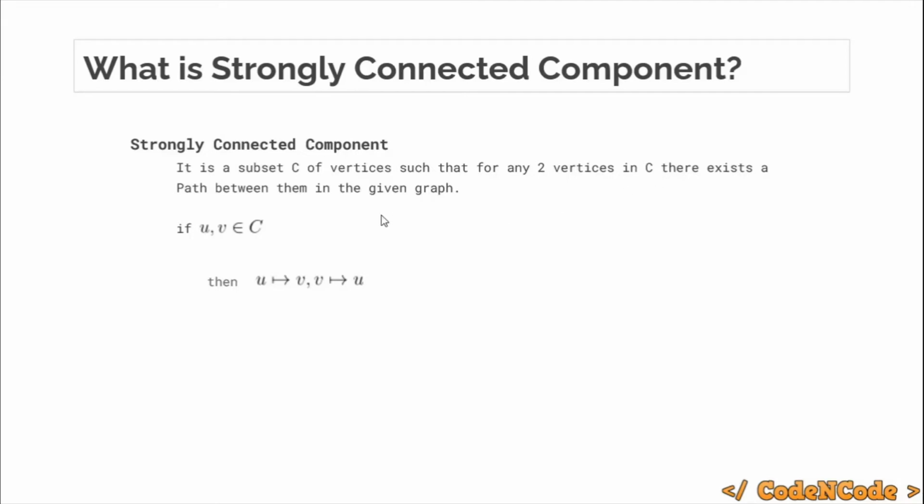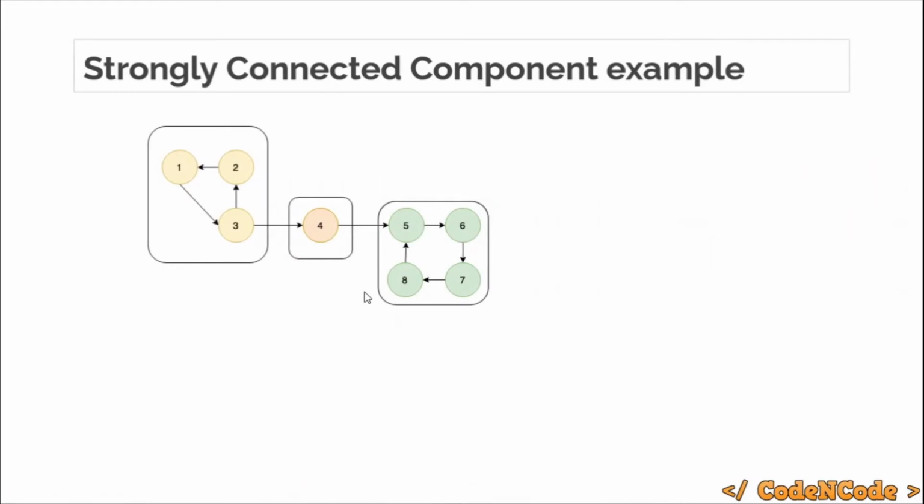So if you choose 2 nodes from subset C like V and U, then there must exist a path from U to V as well as V to U, because we are here talking about directed graph. In undirected graph, a path from U to V confirms that there is also a path from V to U, because the edges are undirected. But in directed graph there must be a path from U to V as well as V to U. So this is the definition of strongly connected component which we are studying how to find.